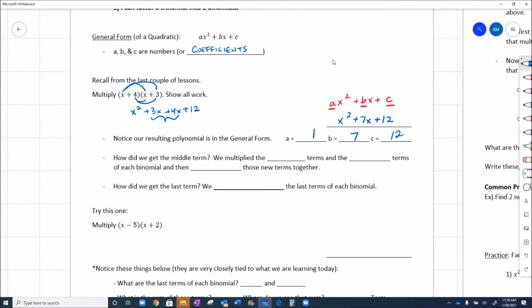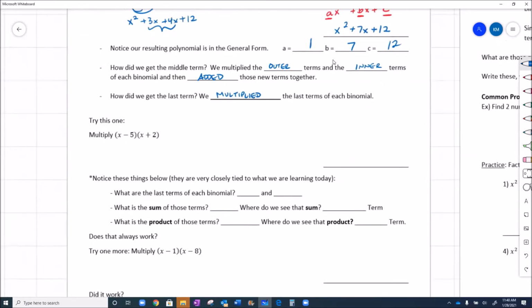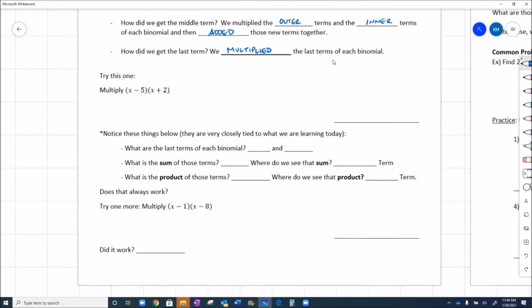How do we get the middle term? Remember, we multiplied the outer terms and the inner terms of each binomial, and then added these together. How do we get the last term? We multiplied the last term of each binomial. This is going to be important as we look at factoring today. So let's try another multiplication problem and then we'll work with it.